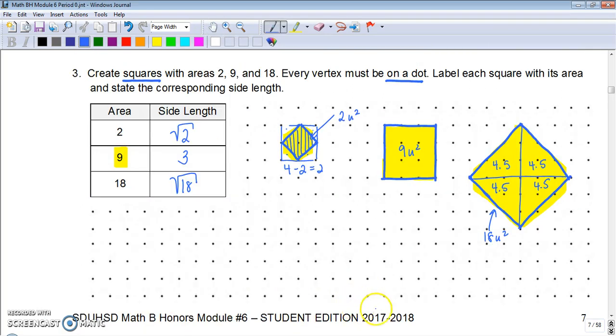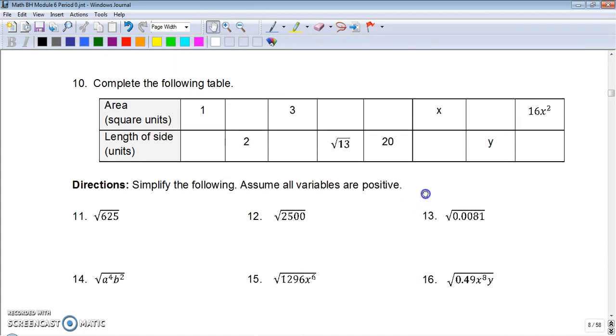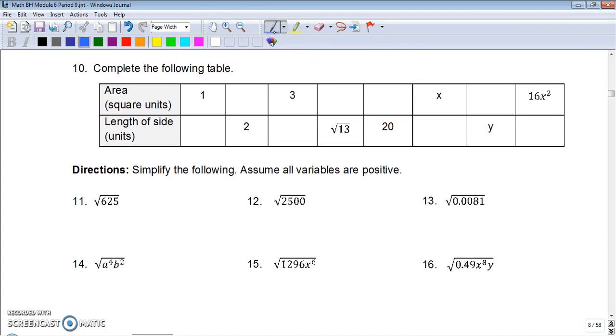Let's take a look at the table. So I'll fill out some of these. I'll let you try a couple of these and check them with the key. So if we have an area of 1, we know 1 times 1 will get us 1, so that would mean the side length is 1. If the side length is 2, then 2 times 2, the area would be 4.